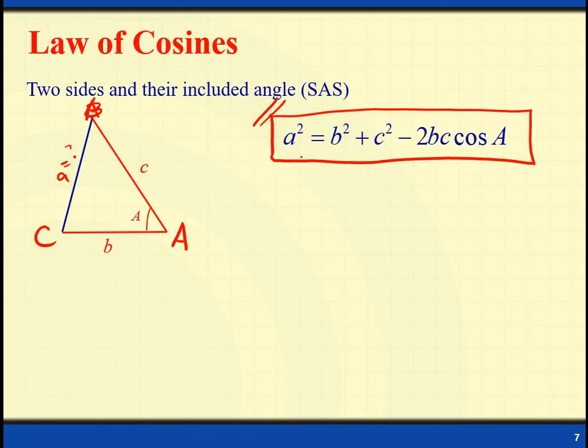Now, if you look at the pattern, that would be A squared is equal to B squared plus C squared minus 2BC cosine A. These are the sides of the triangle ABC. This is the given angle. Now, if you are going to look for this side, the angle given should be the angle opposite the side. That is A.